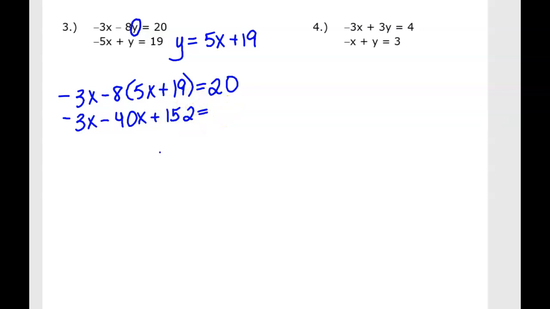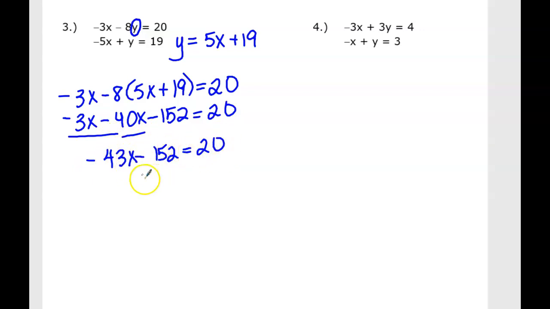Okay, oops, that should be a -152. Sorry about that. Let me get that. 8 times 19 is 152, so it should be -152 is equal to 20. All right, I'm going to combine my like terms. I've got a -43x minus 152 is equal to 20. And then I'm going to add 152 to both sides. So I end up with -43x is equal to 172.